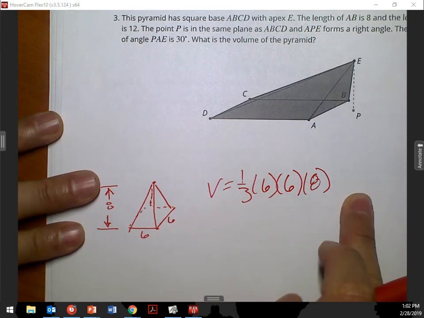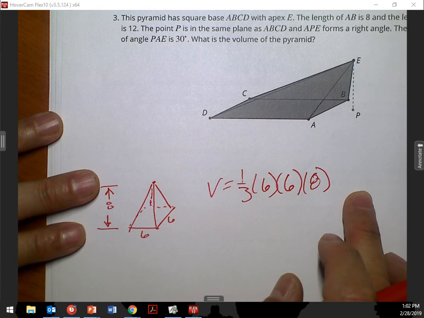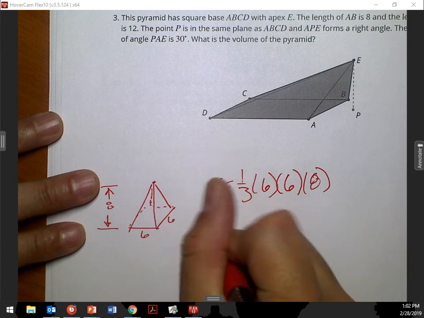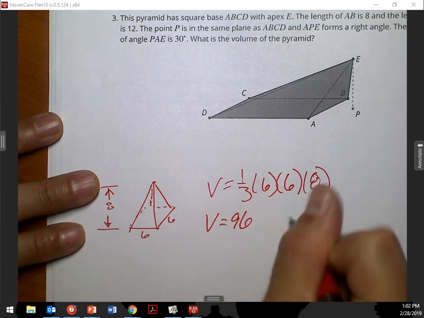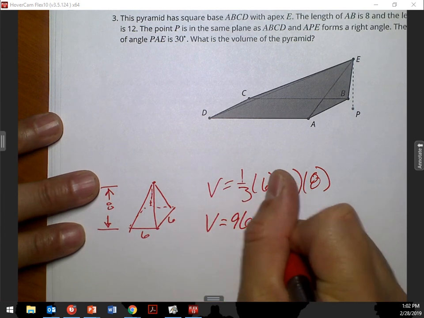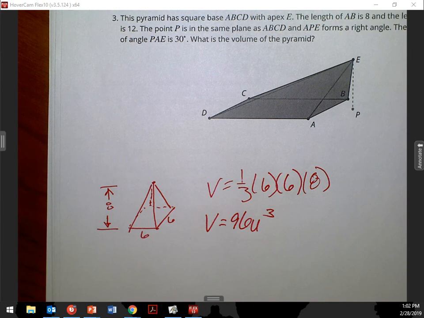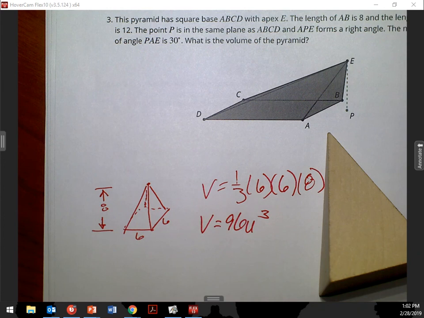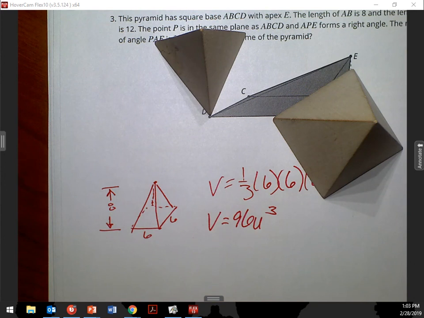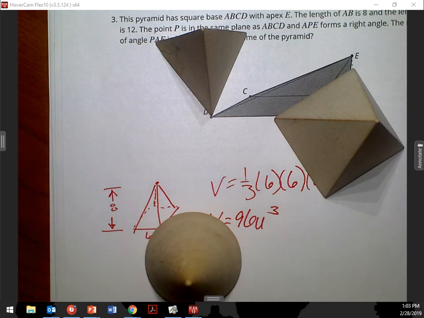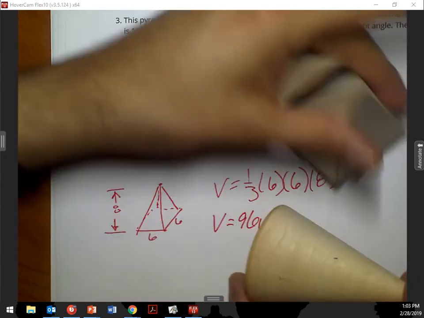So, let's go ahead and do this math. What do we get? 96 units cubed. Wait, you always put 1/3 when you do it for a prism? For the pyramids, all pyramids. So that goes for that one, and where's my cone at? Here it is. That one. Okay, you use 1/3. Yeah, it's 1/3 for all of these.